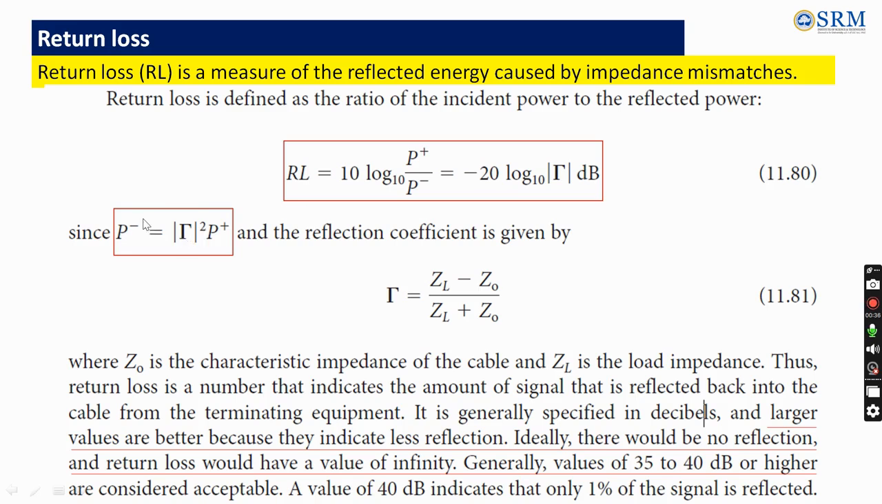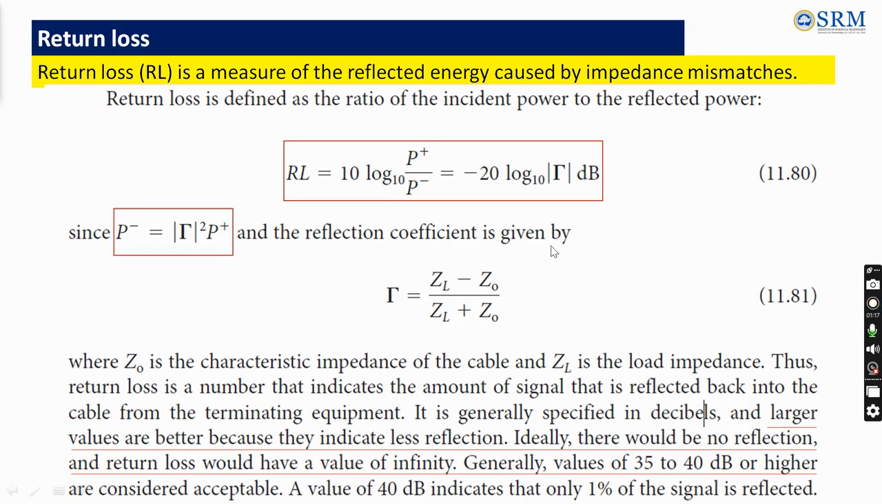In that case, it is coming on the negative side, right? So instead of P minus, if you substitute reflection coefficient square times P plus, P plus gets cancelled. This 1 by gamma the whole square I can write like minus 20 log 10 of magnitude of gamma. We know that logarithmic rule, right? Anything in the denominator I can make it into numerator by multiplying with a negative sign. So the reflection coefficient we already know, this one, ZL minus Z0 divided by ZL plus Z0.